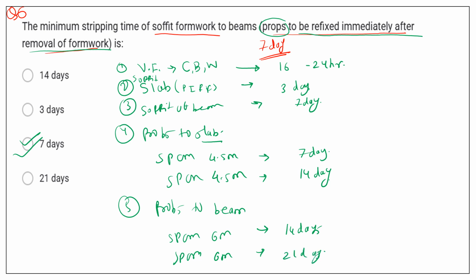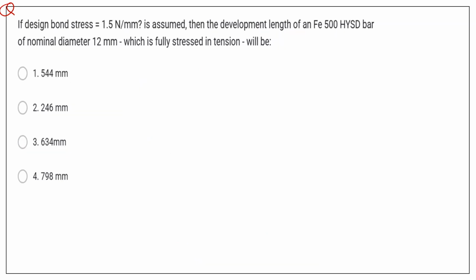Okay, these are the stripping times. This is for less than or equal, and this is for more. Here the third option is correct. The next question. Question number 7.